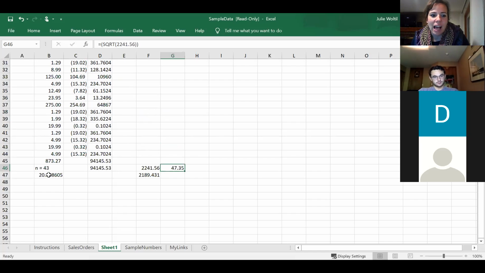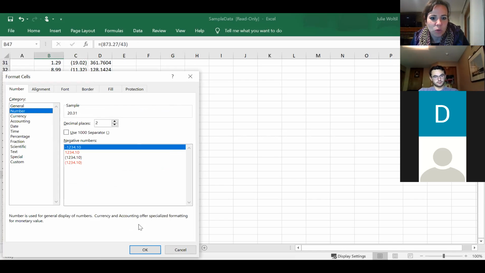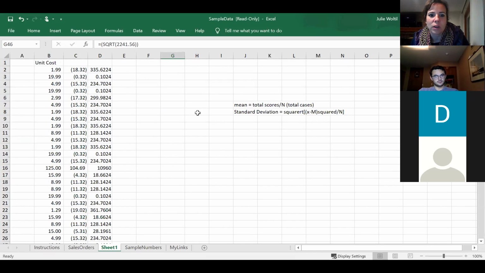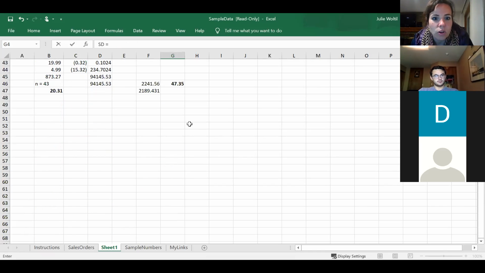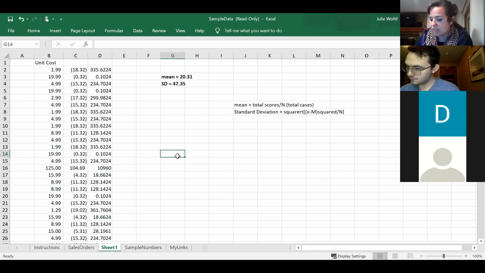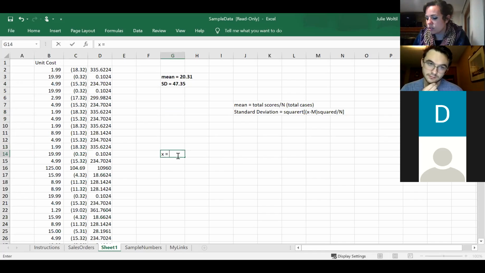From this data set, I know that the mean is 20.31 and I know that my standard deviation is 47.35. So let's write that somewhere at the top. Mean equals 20.31 and standard deviation equals, I already forgot, 47.35. Okay. What do I need to do next? If I want to calculate a z-score for this price of $19.99, so X equals $19.99, what is Z?